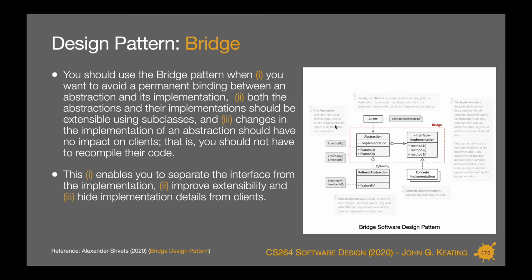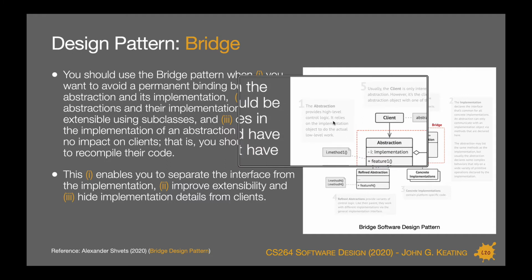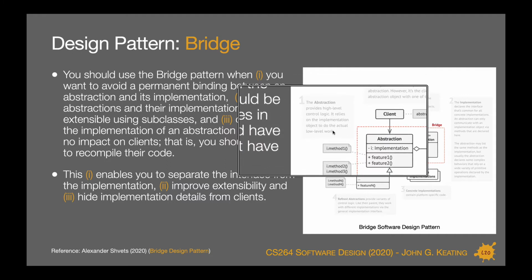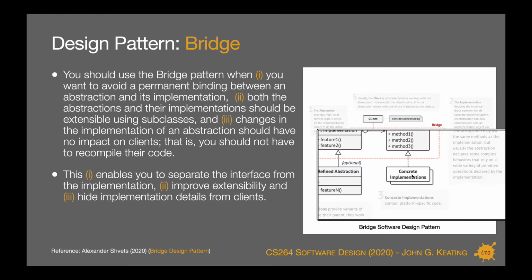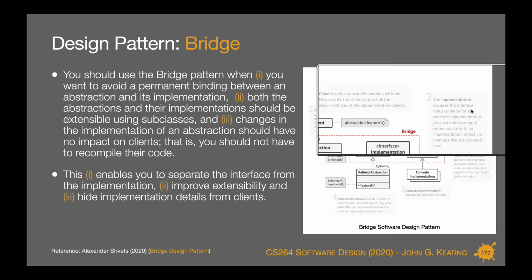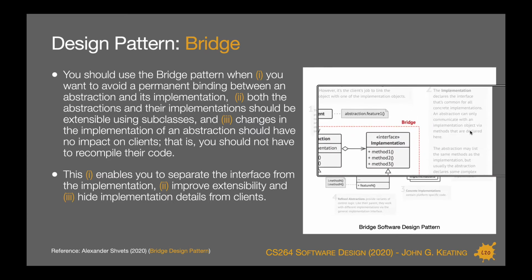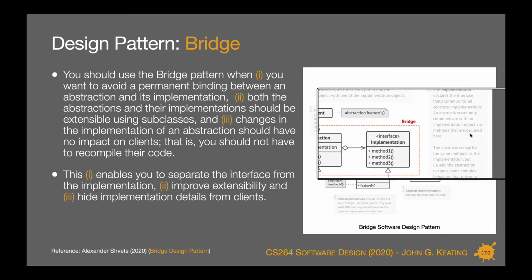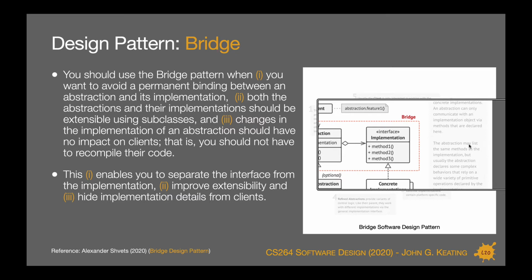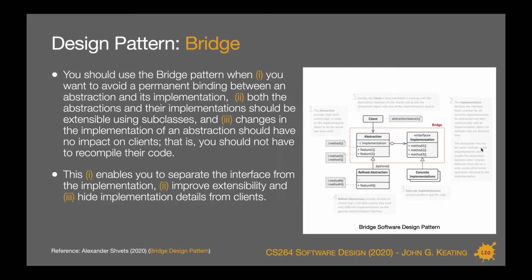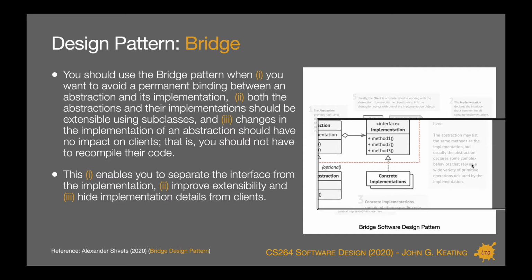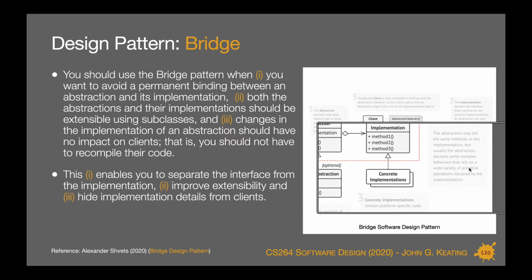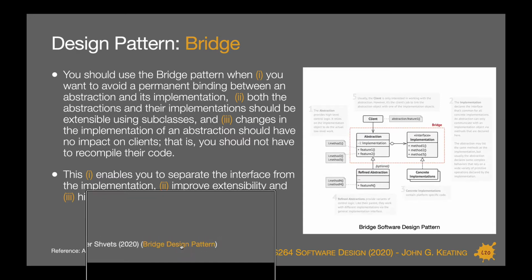So maybe let's have a quick look at what's happening here. The abstraction here provides high-level control logic, and it relies on the implementation object to do the actual low-level work. These are the concrete implementations here. The implementation declares the interface that's common for all of the concrete implementations. An abstraction can only communicate with an implementation object via the methods that are declared here. The abstraction may list the same methods as the implementation, but usually the abstraction declares some complex behaviors that rely on a wide variety of primitive operations declared by the implementation, as described in detail in this text here, of course, as well.